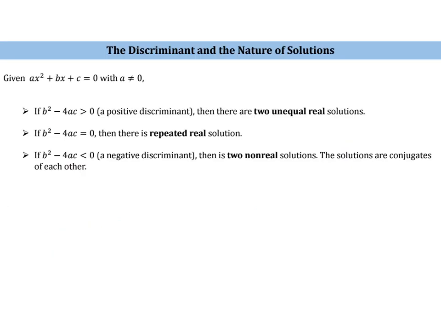Now that we have entered the world of complex numbers, we can revisit the idea of the discriminant. The first two cases, where b squared minus 4ac, the discriminant, is positive, doesn't change. There are two unequal real solutions. B squared minus 4ac equals 0, again, repeated real. But if our discriminant, that portion underneath the radical, is negative, that means we are introducing an imaginary unit. So again, we have two non-real solutions, but these solutions are complex conjugates of each other.